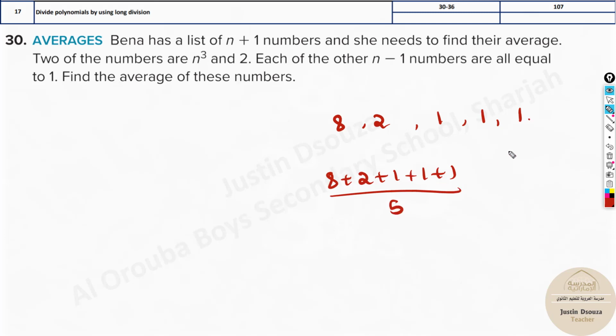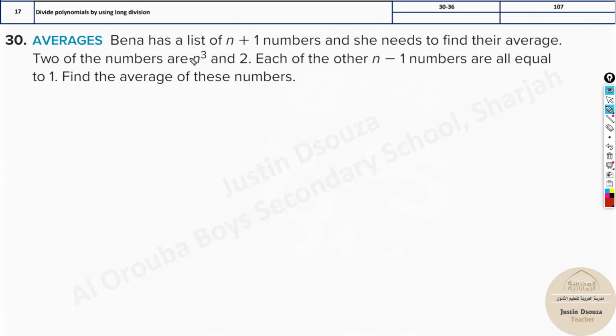This is the average. But here we don't know this n. We can't just guess any number. But we know one number is n cube, one more is 2, and all the other n minus 1 numbers, this can be 5 remaining numbers, or 6 numbers or 7 numbers. We don't know how many remaining, but they are all equal to 1. So what we can write is they're all 1, but how many numbers are there remaining? n minus 1 multiplied by 1.